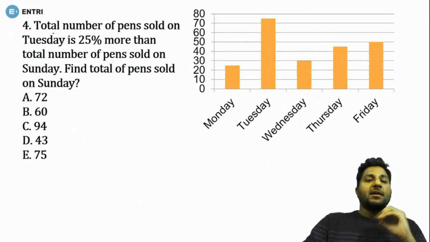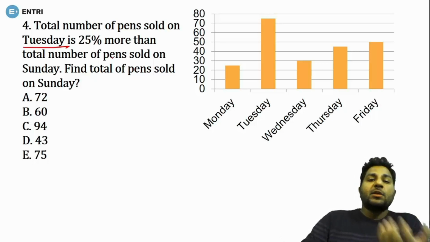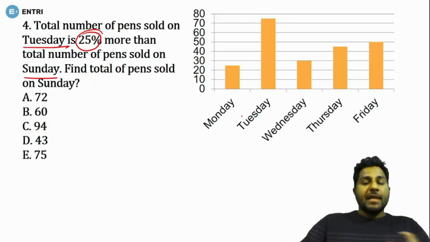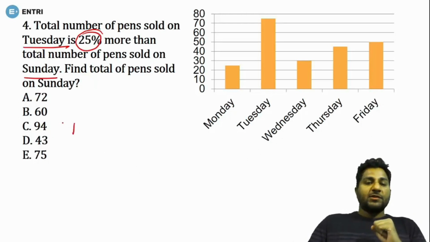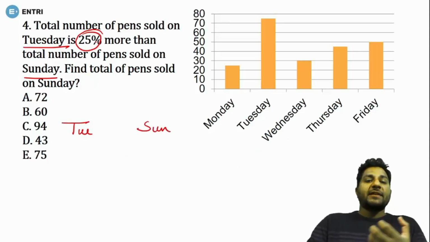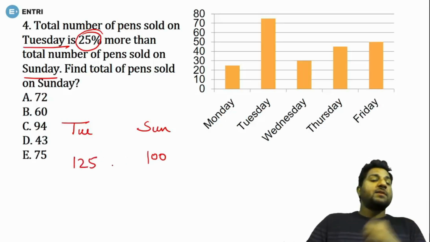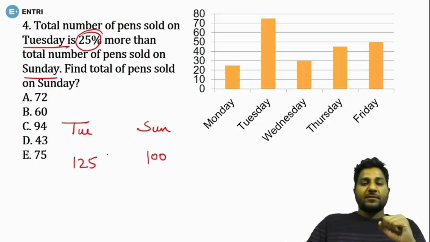It is saying that total number of pens sold on Tuesday. So basically we are comparing Tuesday's data. Tuesday is 25% more than the total number of pens sold on Sunday. Now it is comparing with Sunday. So Tuesday's data have been compared with Sunday's data. Tuesday's data is 25% more than total pens sold on Sunday. That means if Sunday have sold 100 pens, that means Tuesday have been sold 125 pens. That makes their ratio 5:4.